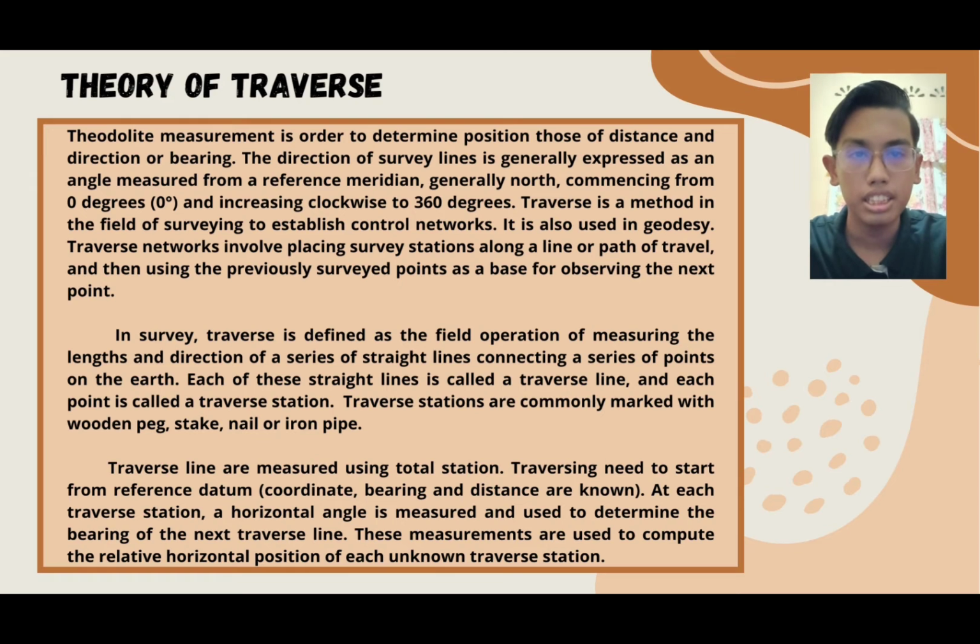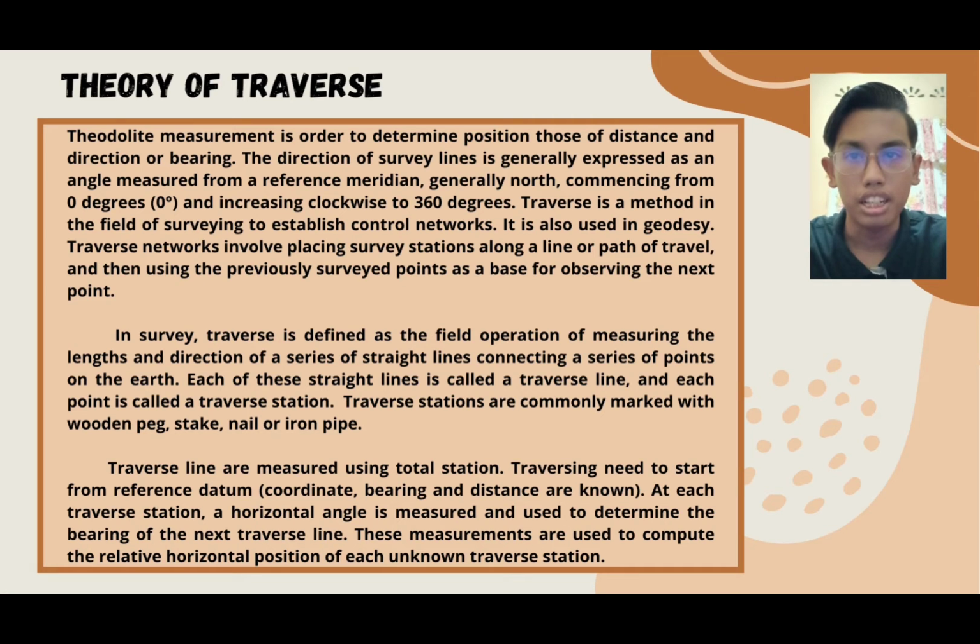Traverse is a method in the field of surveying to establish control networks. It is also used in geodesy. A traverse network involves placing survey stations along a line or path of traverse and then using the previously surveyed points as a base for observing the next point. In survey, traverse is defined as the operation of measuring the length and direction of a series of straight lines connecting a series of points on the earth.